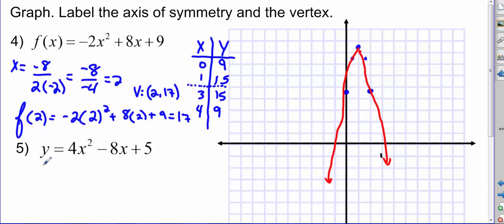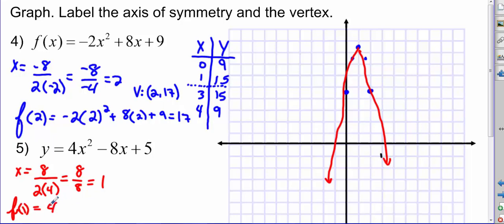So here we go. On this one, we still need to figure out where our axis of symmetry is algebraically. So we're going to have x is equal to negative b, in this case that's 8, over 2a. So we've got 2 times 4 in our denominator. We end up with 8 over 8, or x is equal to 1. Then what we do is we plug that into our function, and we evaluate it at 1.